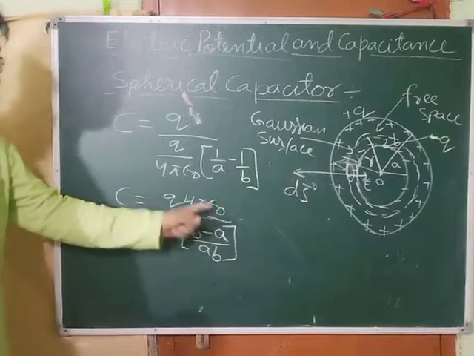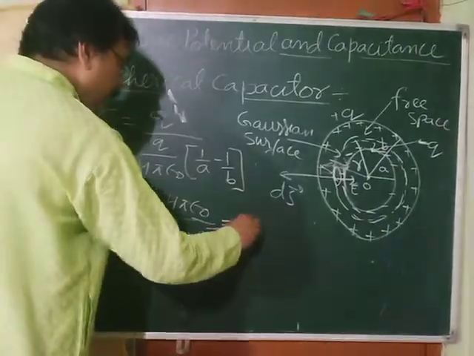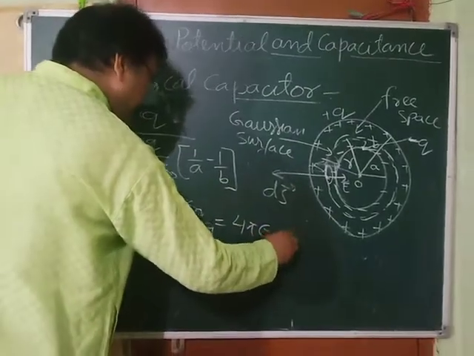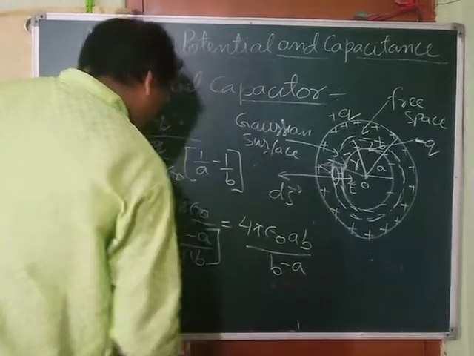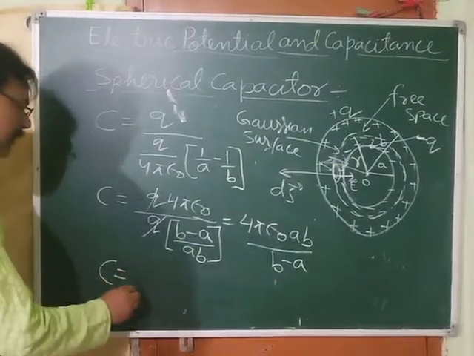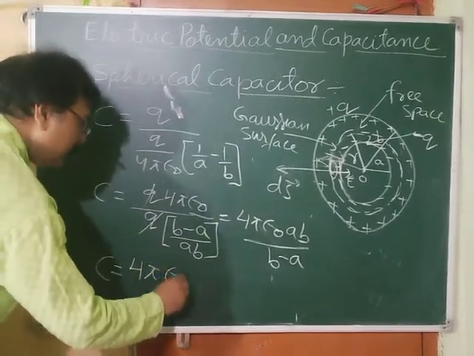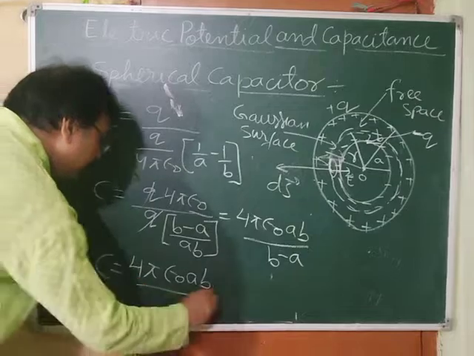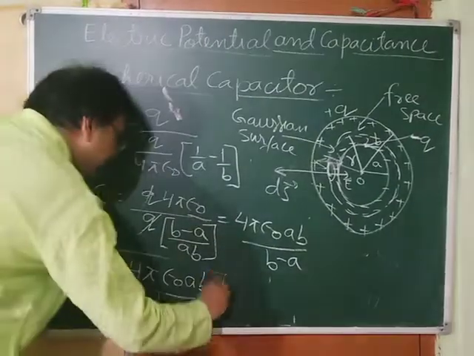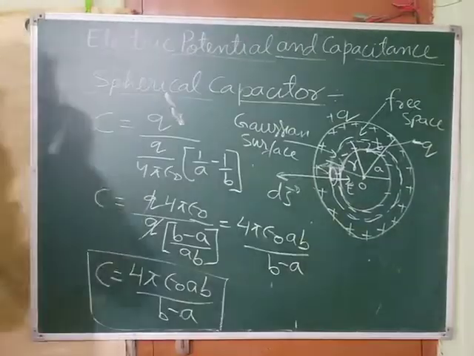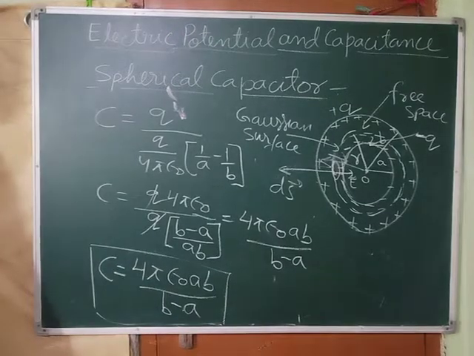So this AB will also go up. And at the same time this Q will get cancelled out. So what are we left with? 4 pi epsilon naught AB upon B minus A. Okay. So our capacitance of a spherical capacitor is 4 pi epsilon naught AB by B minus A, where B is the external radius and A is the radius of the inner shell. Okay, B is the radius of the external shell.